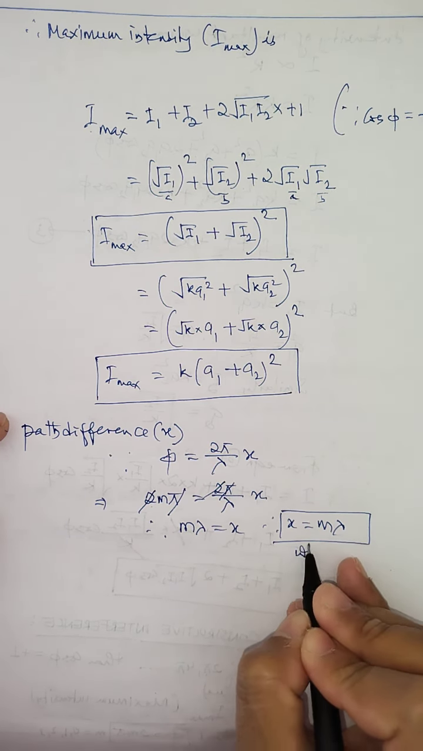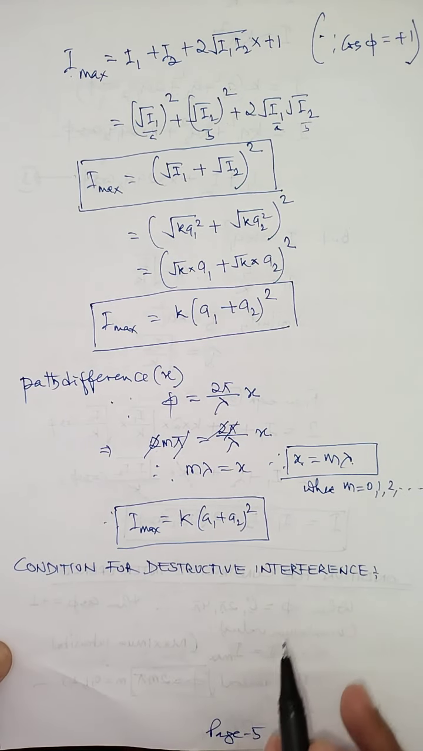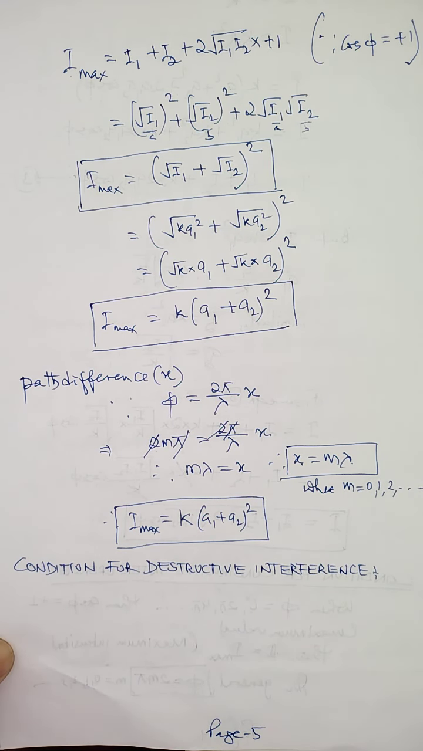Similarly, we do for what? Destructive interference. And children, destructive interference means the intensity becomes minimum. When intensity becomes minimum, that interference always gives you a destructive interference. Okay, so destructive interference is basically for minimum intensity. This is for what? Minimum intensity.